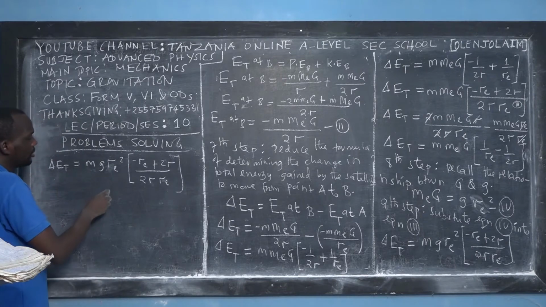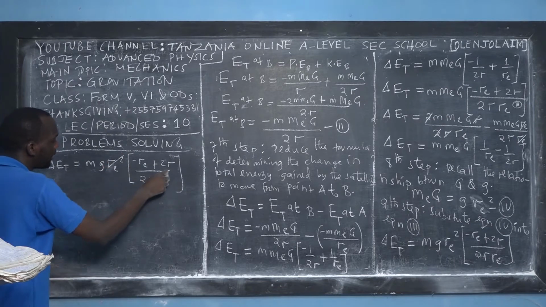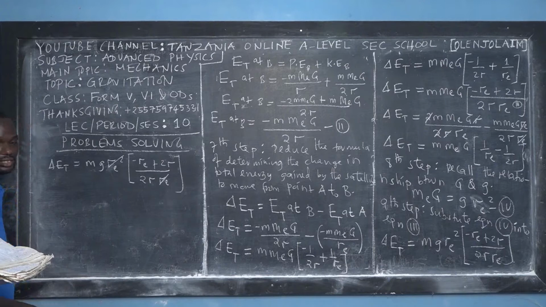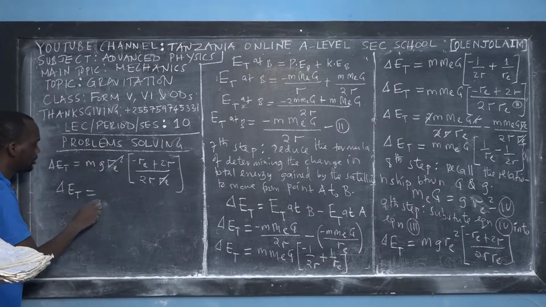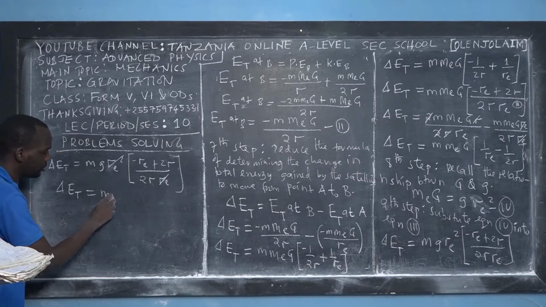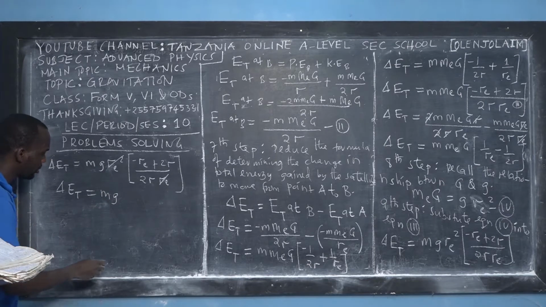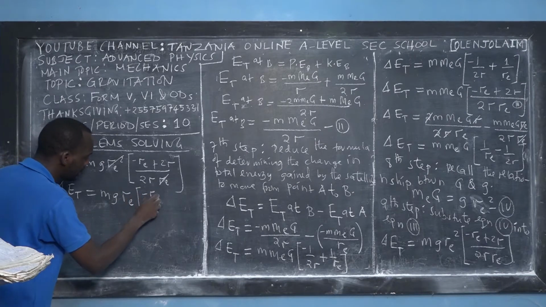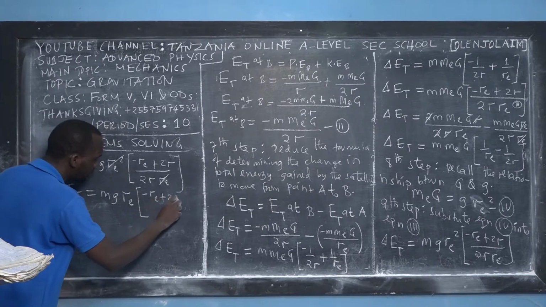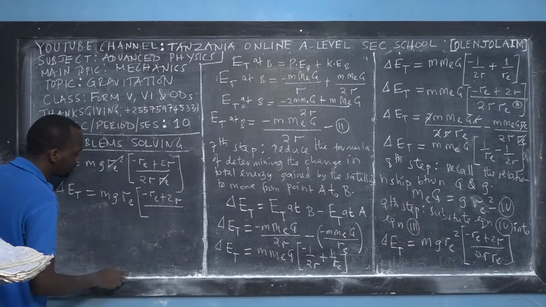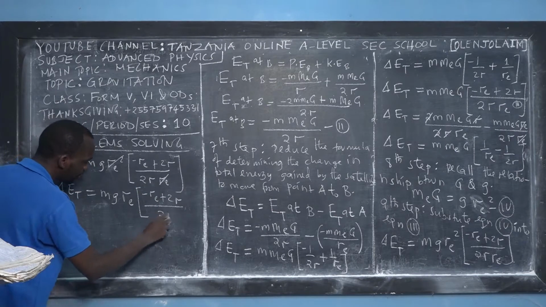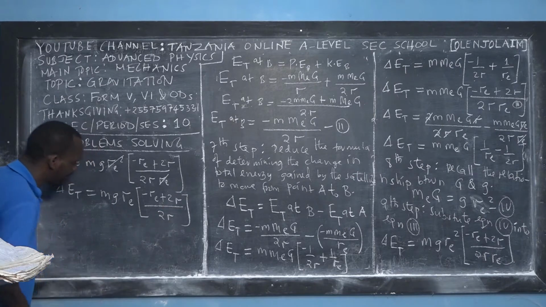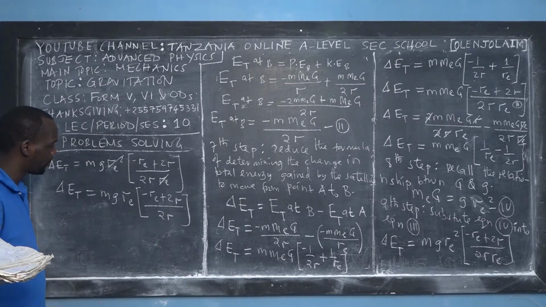So what happens? One radius of the Earth and one radius of the Earth will cancel, right? So you say that change in total energy between the 2 points is equal to mass of the satellite, which we are given, times acceleration due to gravity g we are given, radius of the Earth also given, minus radius of the orbit we are given, over twice R. So this is the final formula to solve our problem.